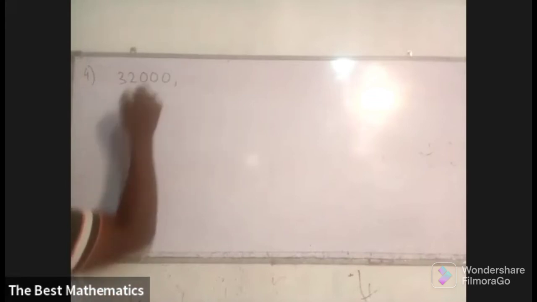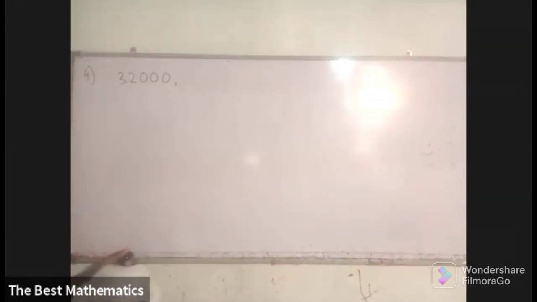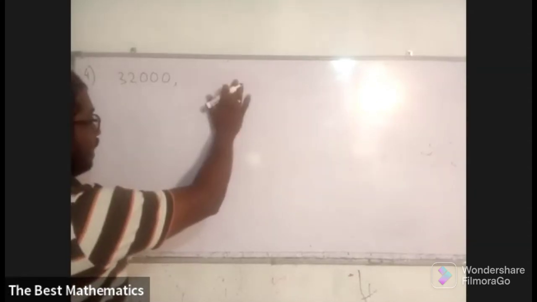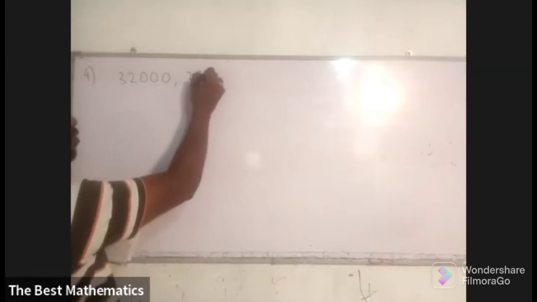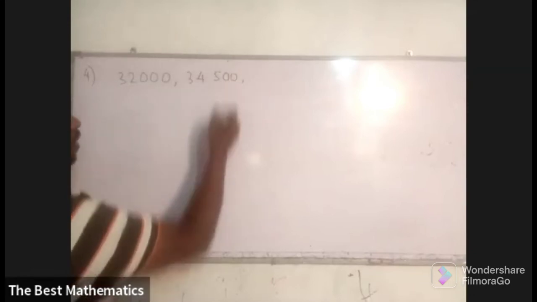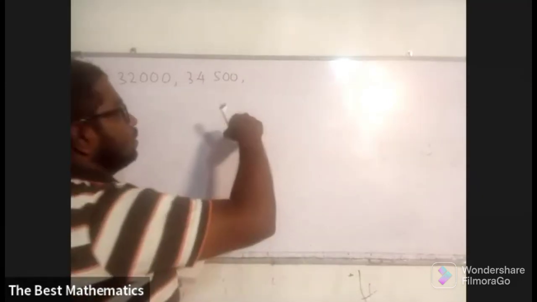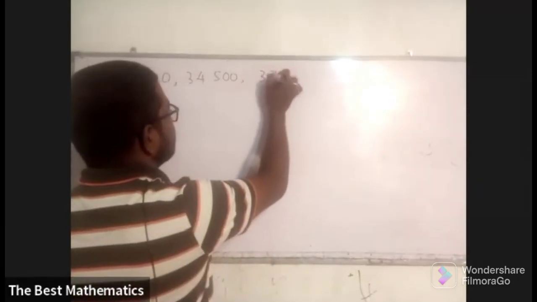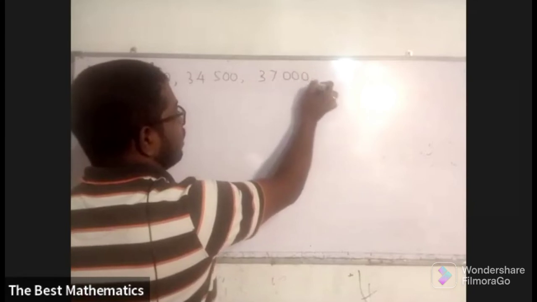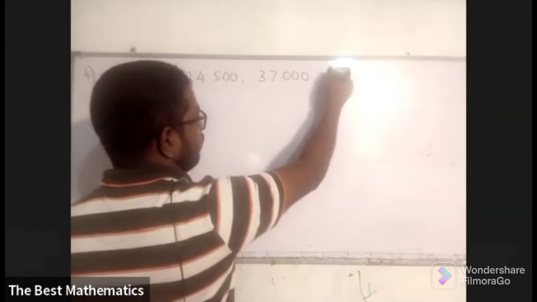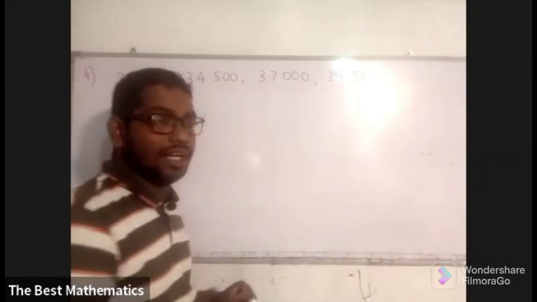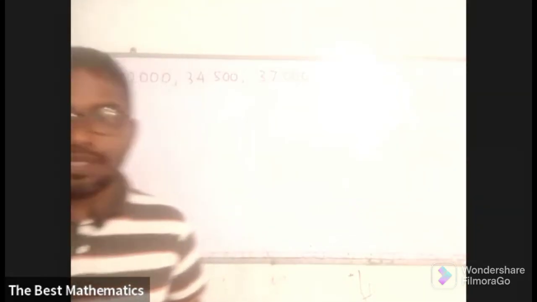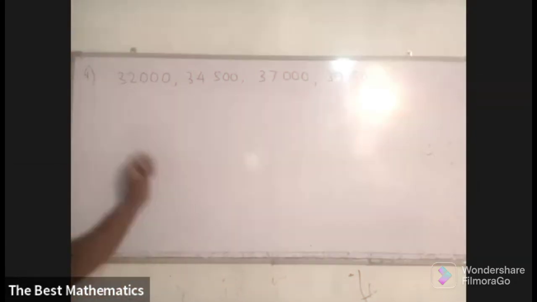32,000. At the beginning of every year, 2,500 will be added. Then his salary in the second year will be 2,500 added to this, 34,500. In the third year, another 2,500, 37,000. In the fourth year, another 2,500, 39,500. Like this, his salary will be increased. This is the number pattern of increase in his salary.